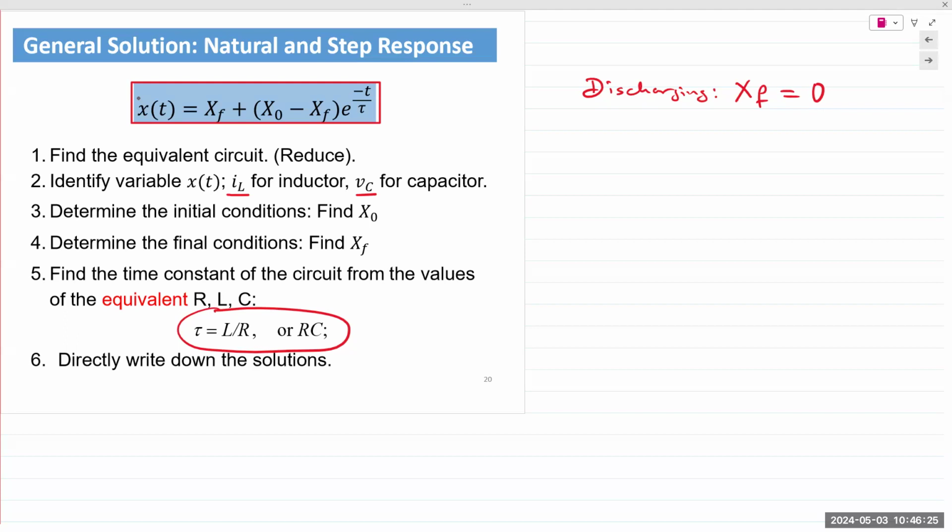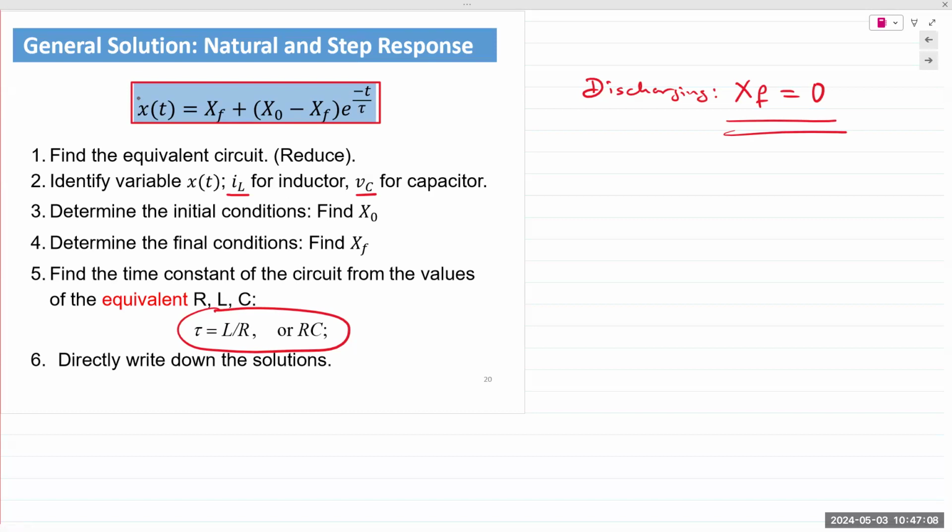Now, when it's charging, XF will always equal the voltage or current that's being applied. But there's a caveat, right? You need to find the equivalent circuit to find that final value. I will address that as point number 1. So XF, while it is charging, should be equal to the voltage or the current that's being applied. The initial value would depend on whether the problem statement says the capacitor or inductor had some initial charge stored in it, then it would change. But the only standard value that I would state is that XF is 0 for discharging.